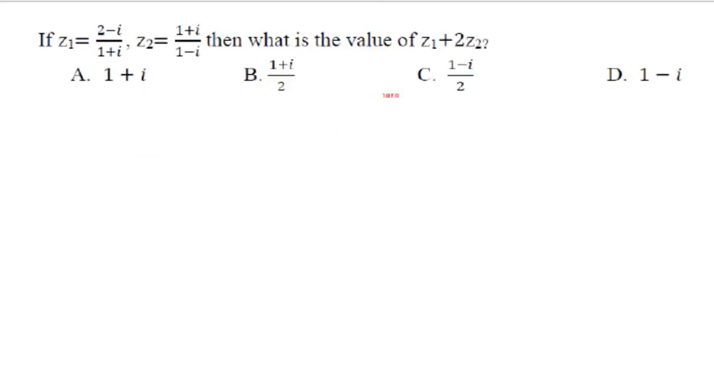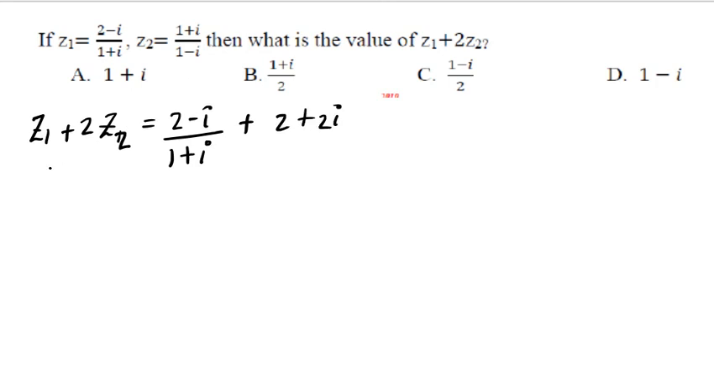The second question again. Here are two complex numbers as you see. The first one, z1 equals 2 minus i over 1 plus i, and z2 equals 1 plus i over 1 minus i. Then we are asked to find z1 plus 2z2. We need to find this, where z1 means 2 minus i over 1 plus i.